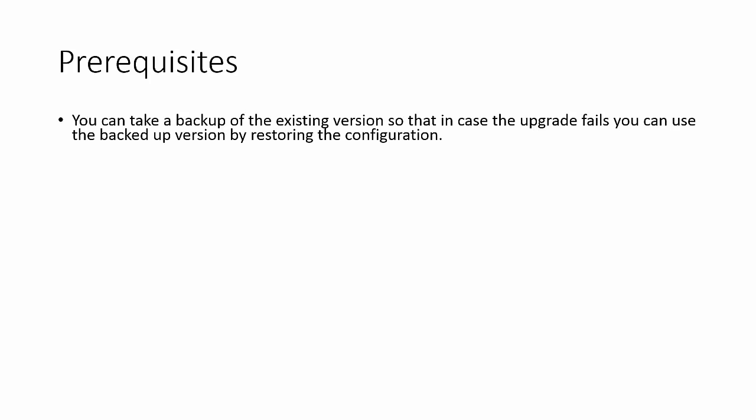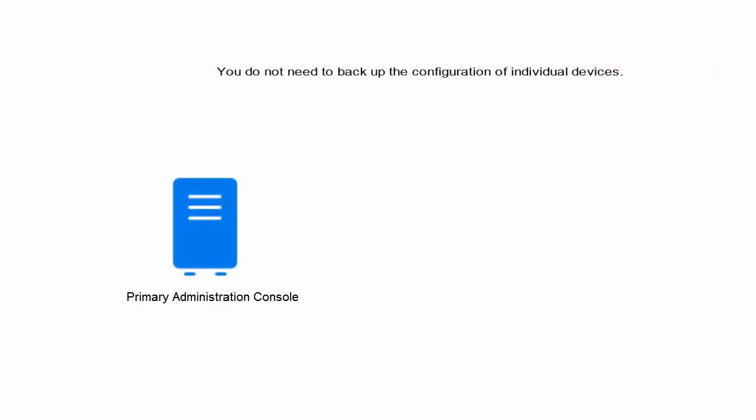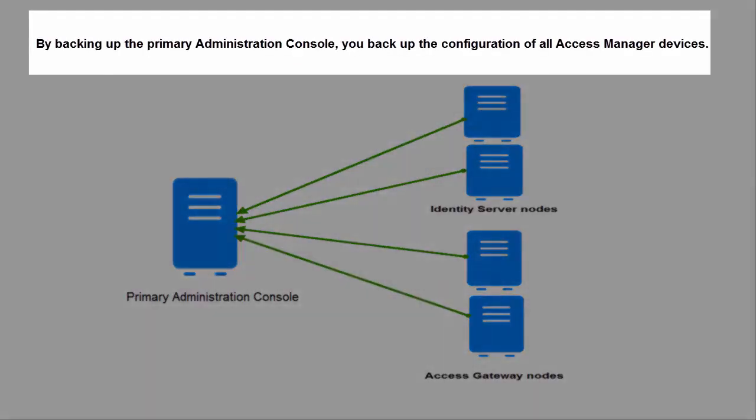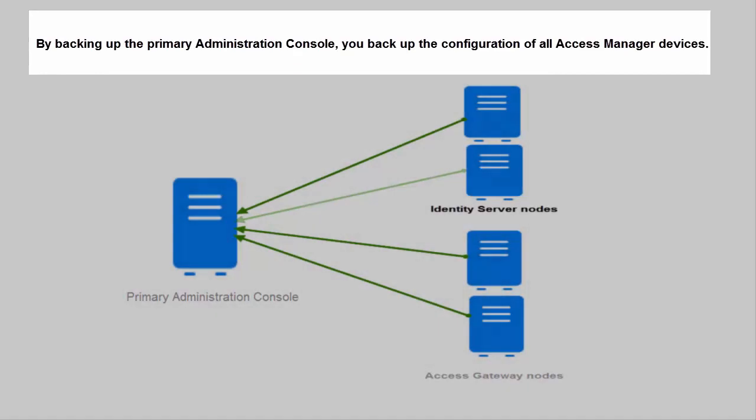You can take a backup of the existing version so that in case the upgrade fails, you can use the backed up version by restoring the configuration. You do not require to back up the individual devices as the default configuration of all the devices get backed up when primary administration console is backed up. For details, you can refer to the backup and restore chapter in the administration guide.